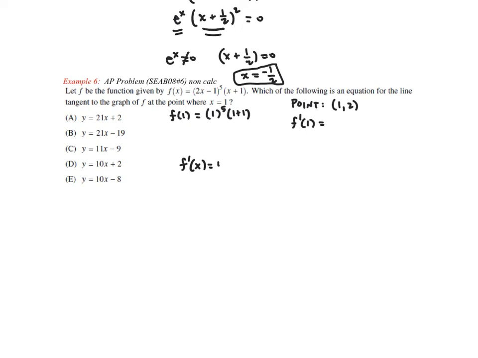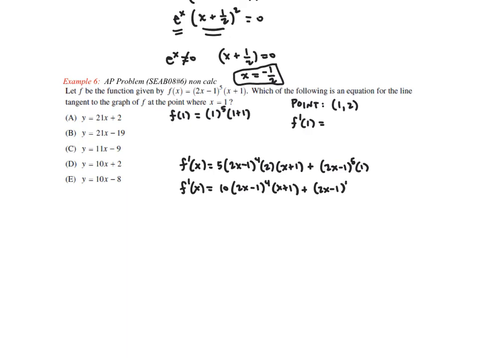So the derivative of the first function will be 5 times 2x minus 1 to the 4th times the derivative of the inside, which is 2. And then we leave the second function alone, plus the first function left alone times the derivative of the second, which is 1. All right, so f prime at x is equal to 10 times 2x minus 1 to the 4th times x plus 1, plus 2x minus 1 to the 5th.